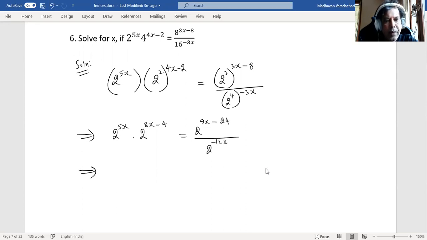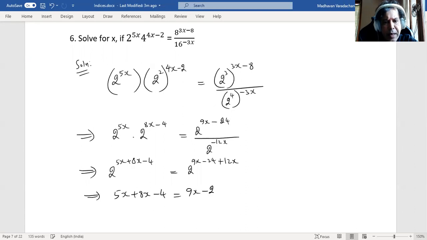Now, the left-hand side, I will add the indices 5x plus 8x minus 4. Right-hand side, 2 power 9x minus 24. And this power, if I take to the numerator, the sign will change. It will become plus 12x. Now, since the base is common, I can equate the indices. So 5x plus 8x minus 4 can be equated to 9x minus 24 plus 12x.